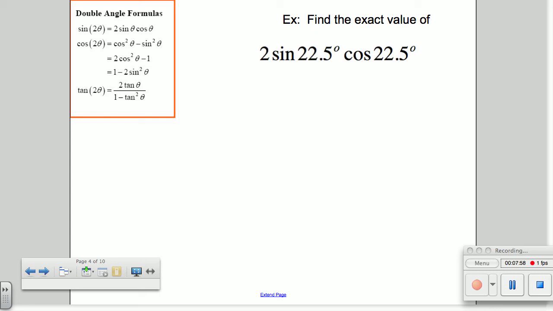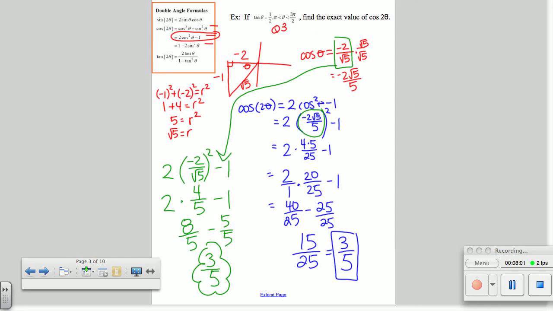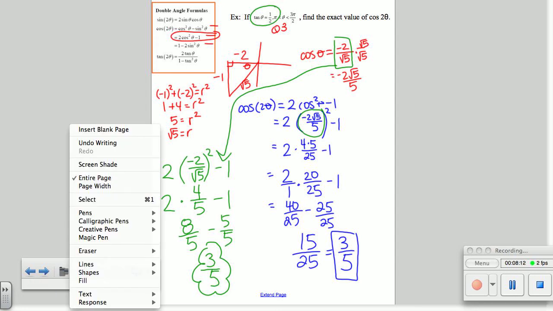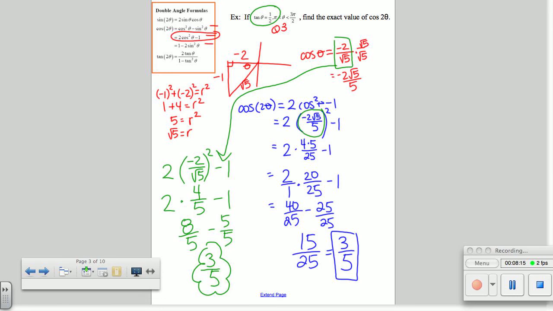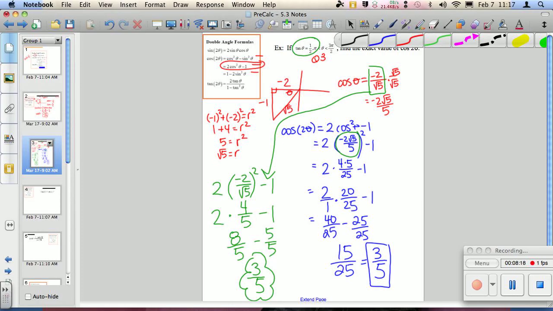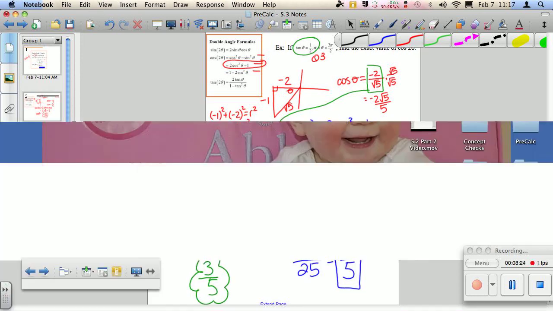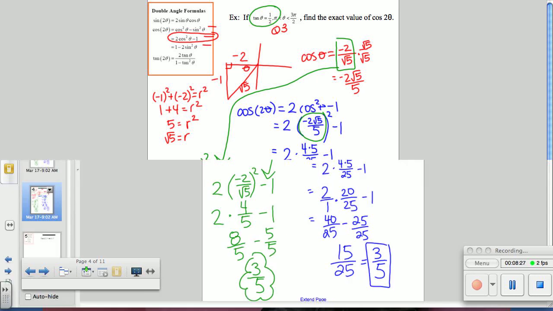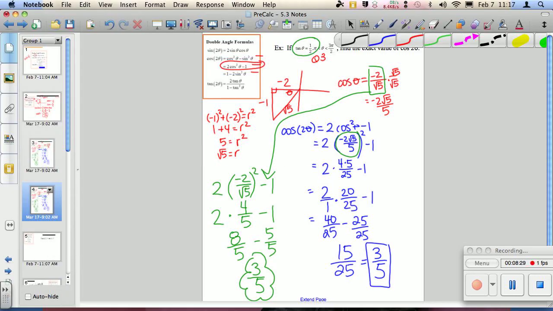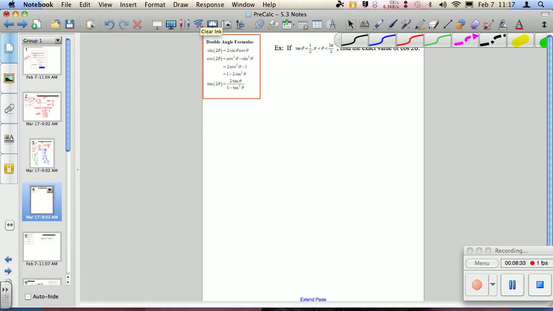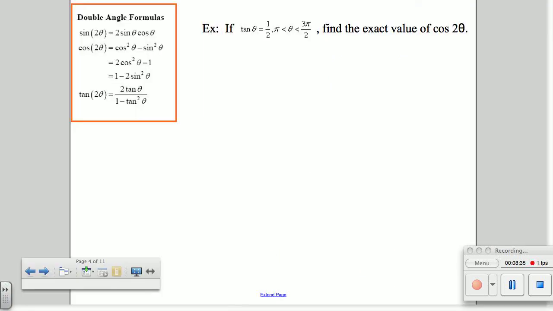Let's actually go back one more time to this same question. And now, if I wanted to find the tangent of 2 theta, I could also do that, knowing that the tan was 1/2. Let's go ahead and bring that up. Let's change this question just a little bit. Let's find the tan of 2 theta, just so we've done a tangent example as well.